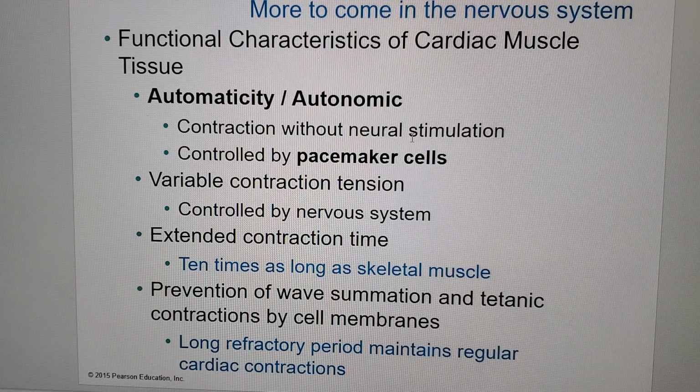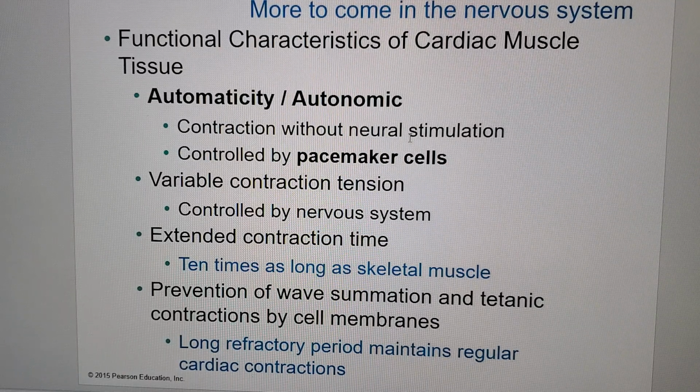The contraction is controlled by pacemaker cells. And then that variable contraction tension is controlled by the nervous system. There's an extended contraction time. They contract 10 times as long as skeletal muscle.